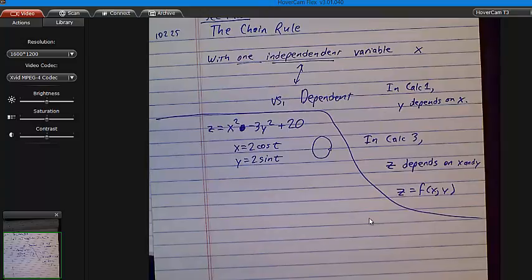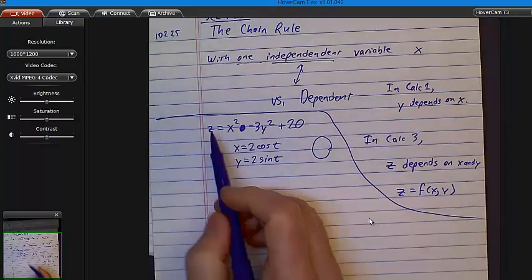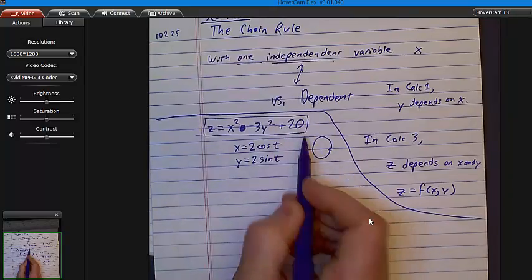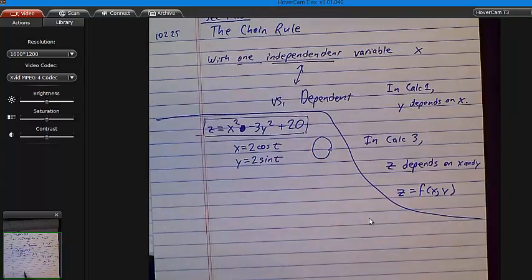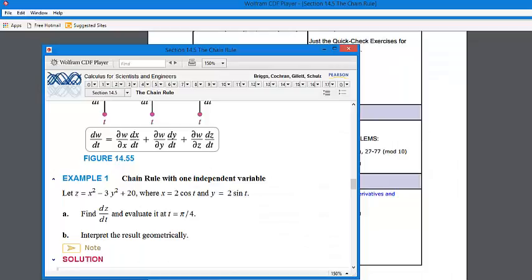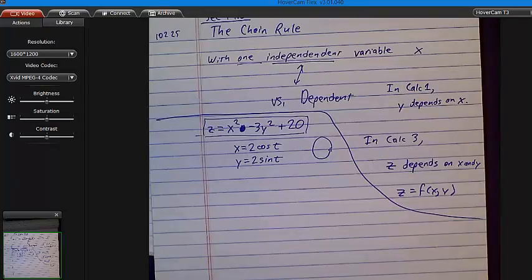And now the z value, what is the z? I don't know. Maybe it's production, depending on x and y. I don't know. It's some function. So here's my z function. And now we want to compute some things about it. We want to compute some partial derivatives and also interpret them if we can. Find dz dt and evaluate it when t is pi over 4. All right, here we go.